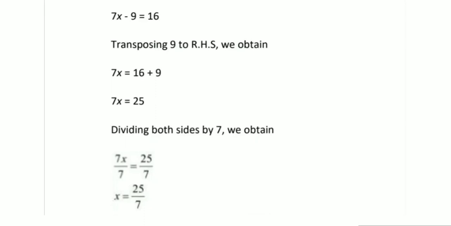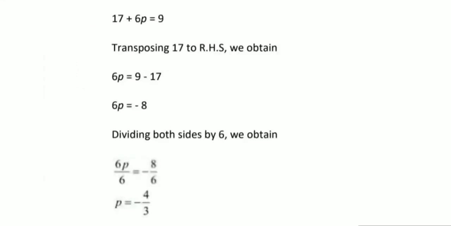Now dividing both sides by 7. Why? Because we want the value of x, okay, and so here we will divide by 7. So this 7 and 7 will cancel, and we will get the value of x. That's why we are dividing by 7, okay. So 7x upon 7 is equal to 25 upon 7. So 7 cancels, and x is equal to 25 upon 7.